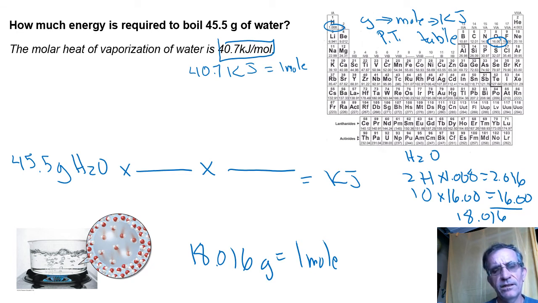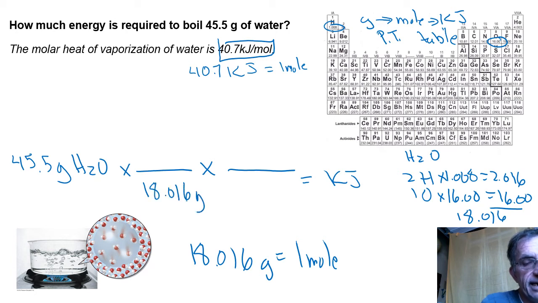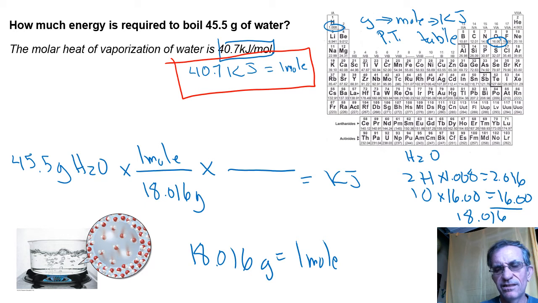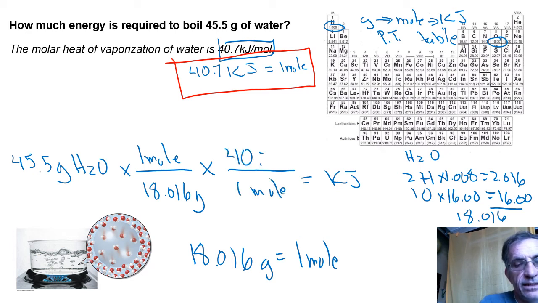Let's check. Do you remember? Are you going to multiply or divide by 18? Divide. You would divide by 18. Now you've got moles. So now we can use our newer number, the one we haven't really seen much, the heat of vaporization, to go to kilojoules. So what are you going to do next with that 40.7? Do you need to multiply or divide by it? Multiply. So you would put the 1 mole on the bottom, and you put the 40.7 on top. It should look like that.